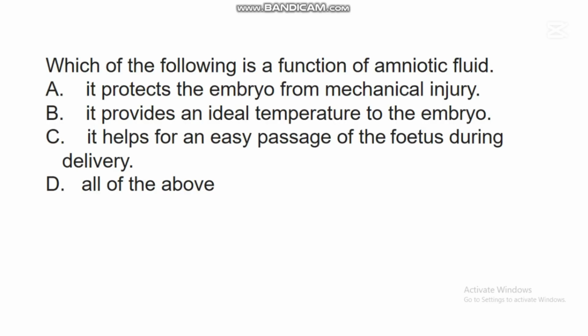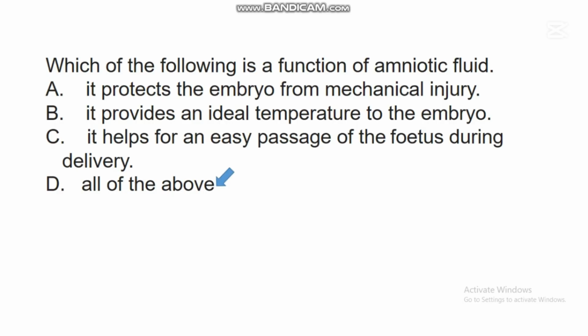The next question says, which of the following is a function of amniotic fluid? A. It protects the embryo from mechanical injury. B. It provides an ideal temperature to the embryo. C. It helps for an easy passage of the fetus during delivery. D. All of the above. In this question, the correct answer is D.